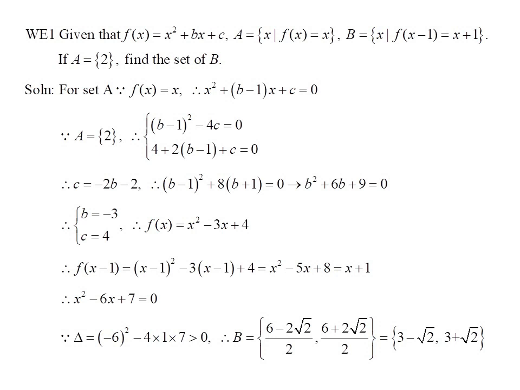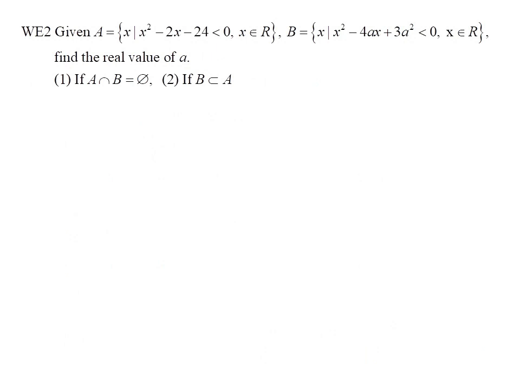Hence, the elements in set B are the two roots of this quadratic equation, which are 3 minus square root 2 and 3 plus square root 2. Example 2 has two sets A and B.